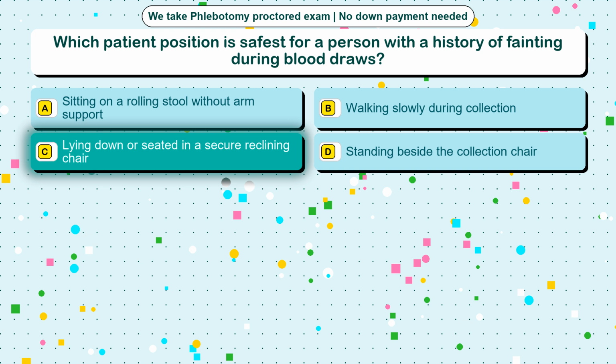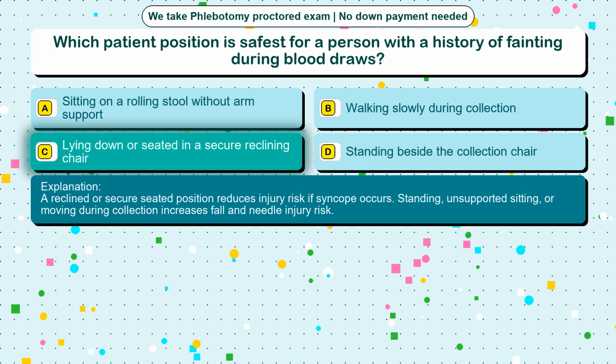The correct answer is option C. Lying down or seated in a secure reclining chair. A reclined or secure seated position reduces injury risk if syncope occurs. Standing, unsupported sitting, or moving during collection increases fall and needle injury risk.